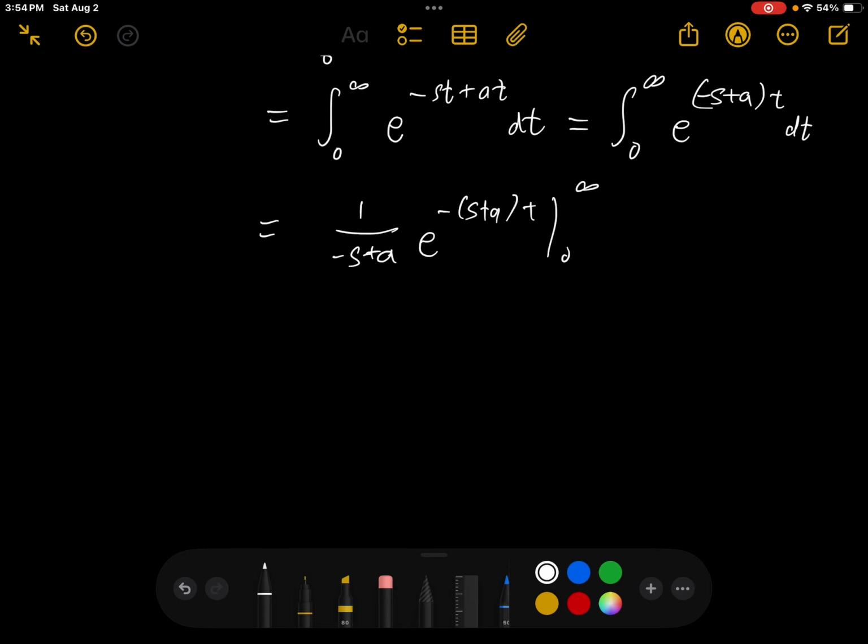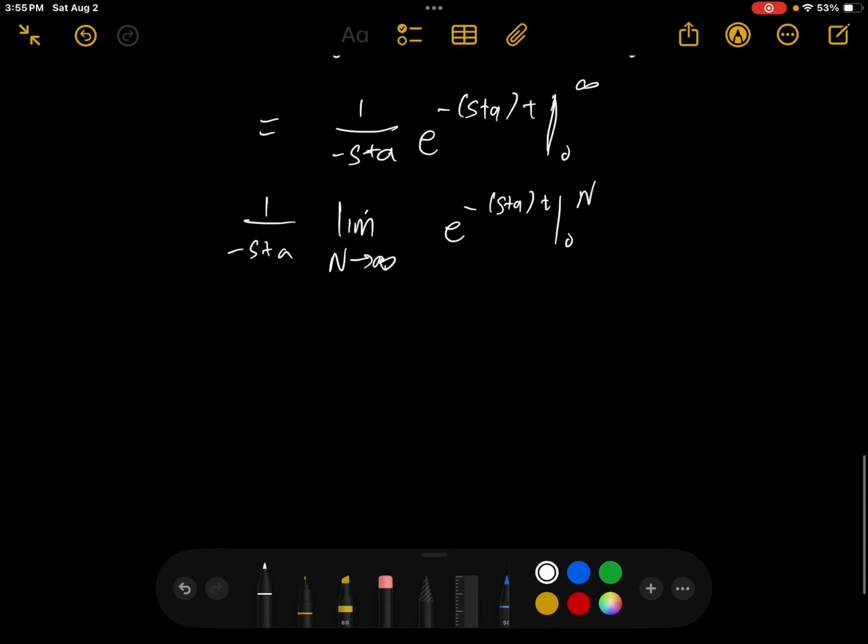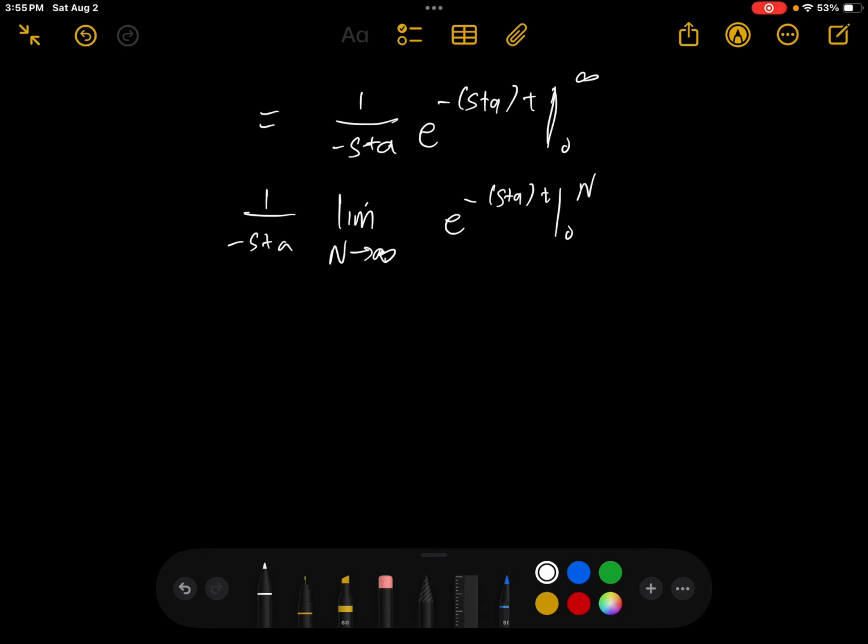Okay. So this is going to be the limit as n goes to infinity. I can even move the negative 1 over negative s plus a out, like this. And it's going to be the limit as n goes to infinity of e to the minus s plus a t from 0 to n, because I don't want to be plugging in infinity. Okay. So, oh, and I can rewrite the top as negative 1 over s minus a. That might be a little easier.